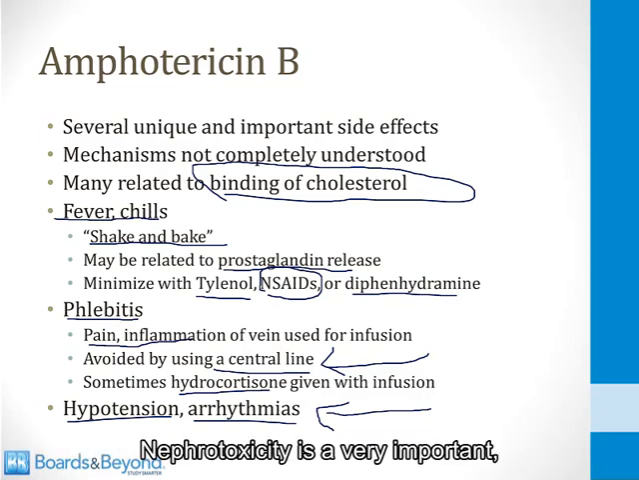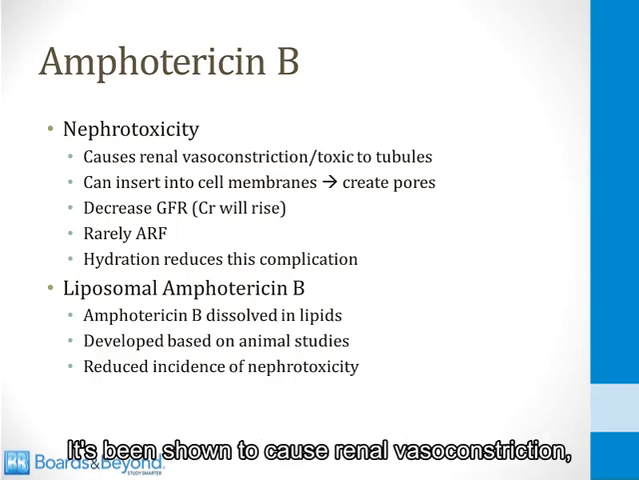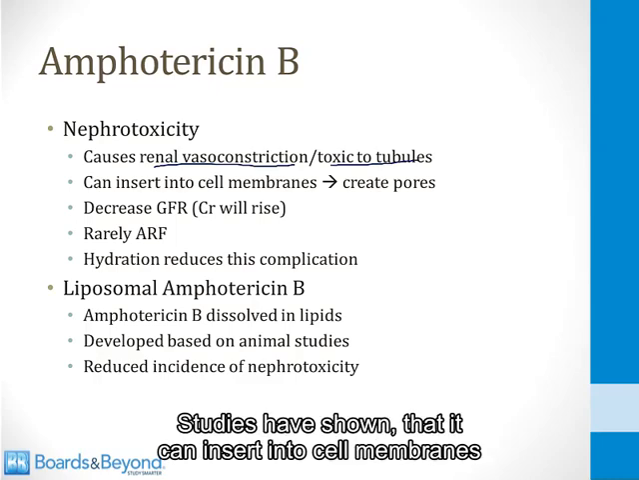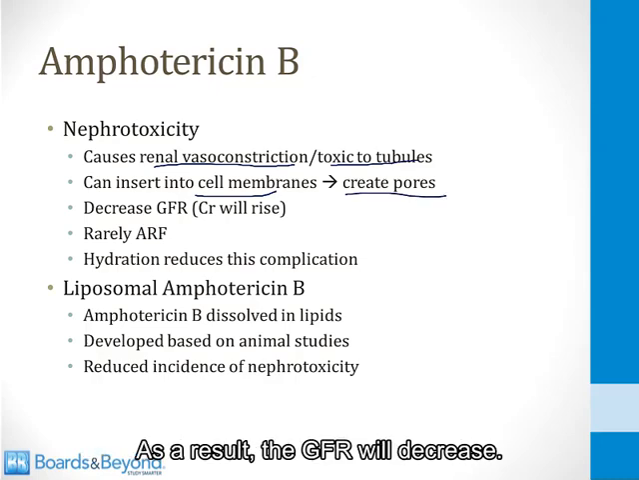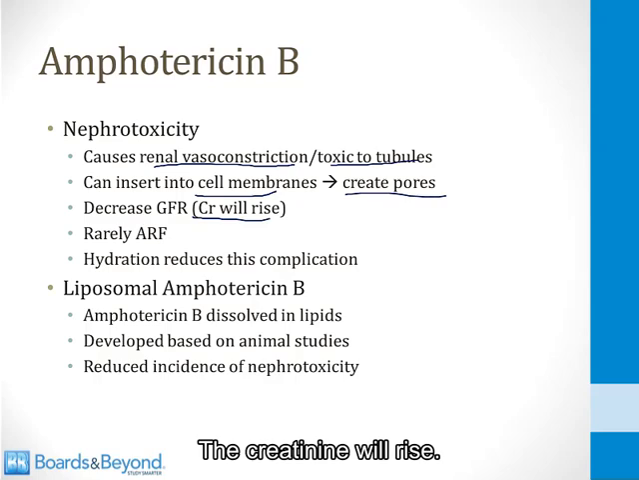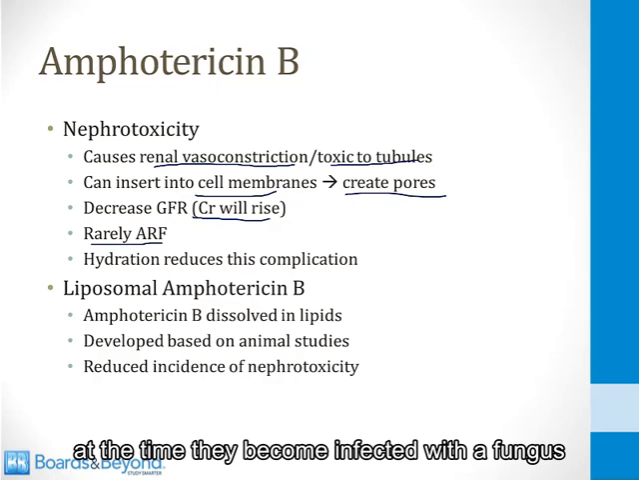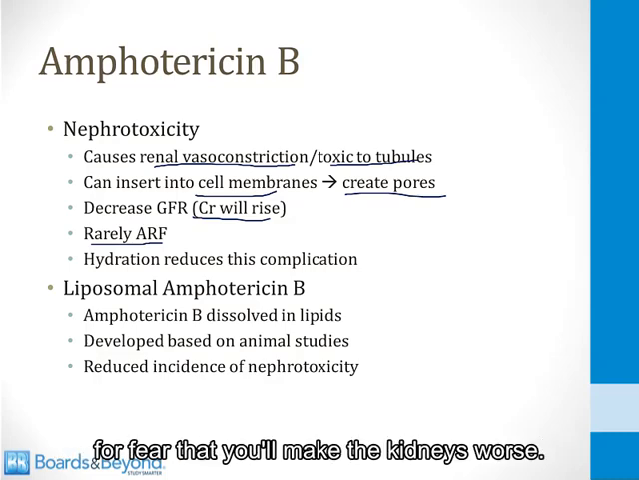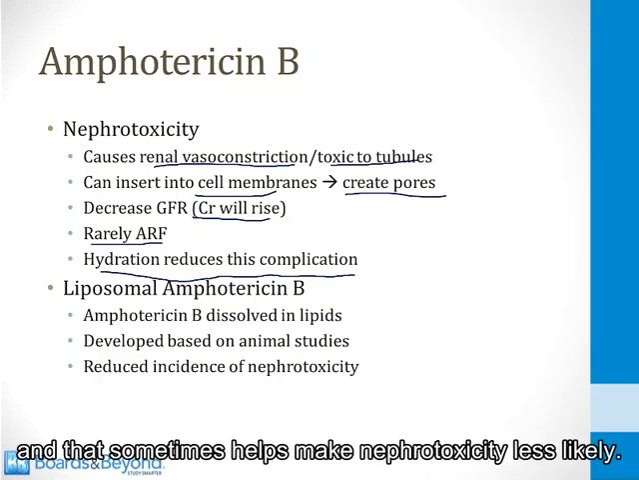Nephrotoxicity is a very important and sometimes limiting side effect of amphotericin. It's been shown to cause renal vasoconstriction and to be toxic to tubules. Studies have shown that it can insert into cell membranes and create pores, just like it does in the fungi. As a result, the GFR will decrease, the creatinine will rise. Rarely this can cause acute renal failure, and a big problem here is some patients already have poor renal function at the time they become infected with a fungus, and therefore it's very difficult to use amphotericin for fear that you'll make the kidneys worse. You can hydrate people before you give the infusion, and this sometimes helps make nephrotoxicity less likely.